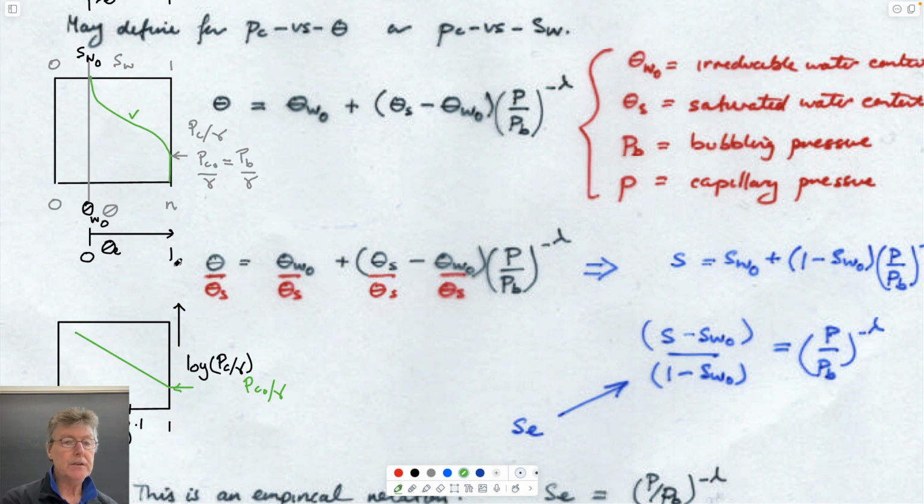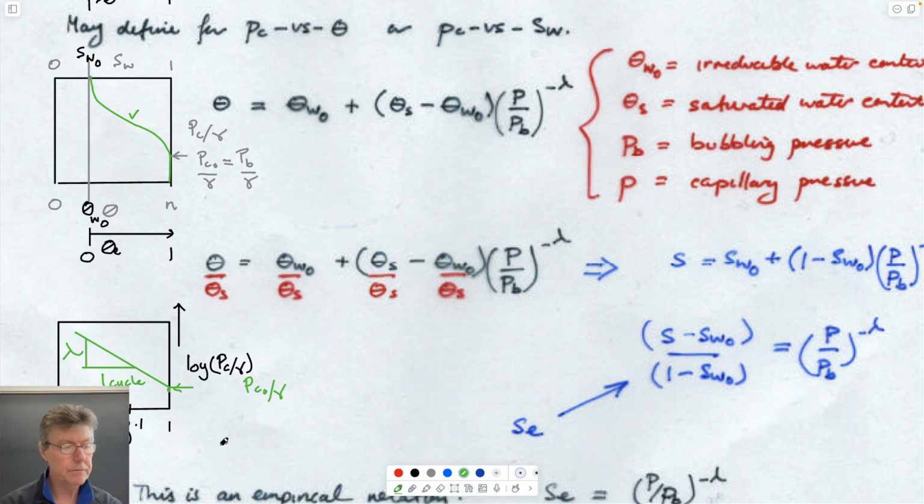And that bubbling pressure exists at a saturation, effective saturation of 1, which is here. And we can define this curve in terms of its slope over 1 log cycle. So this is 1 cycle, just between a factor of 10, and this is lambda.